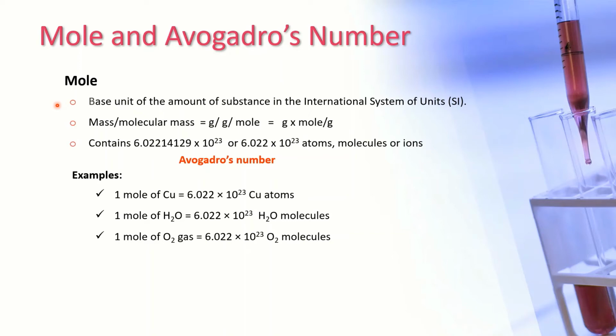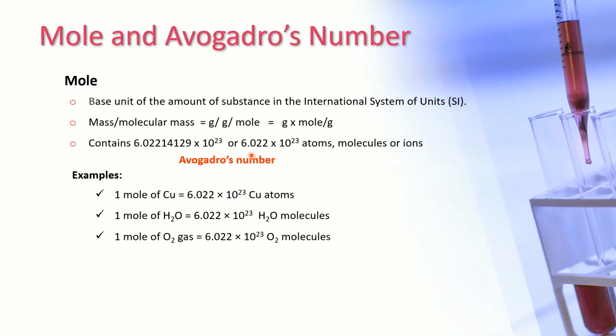Mole is the base unit of the amount of substance in the International System of Units, or SI. It is calculated with the formula mass over molecular mass, with the SI base units of gram over gram per mole. It contains 6.022141129 times 10 to the power of 23 atoms, molecules, or ions.